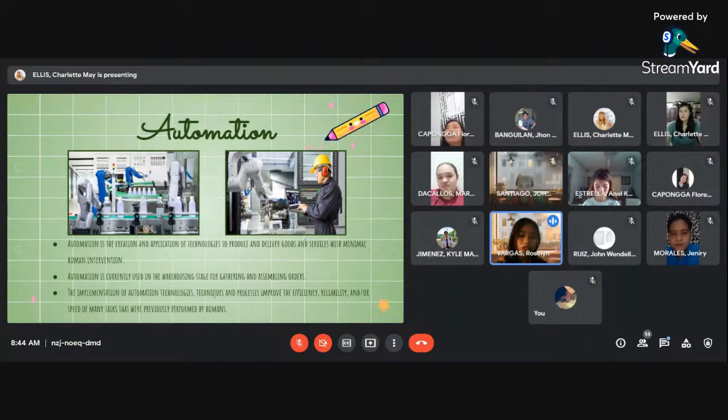Then the implementation of automation technologies, techniques, and processes improves the efficiency, reliability, and or speed of many tasks that were previously performed by humans. So kagaya po ng sinabi ko kanina, yung process is mas napapadali, nababawasan yung human intervention or yung mga errors na pwedeng mangyari. And then we can ensure yung efficiency and yung time, yung process, mas mapapabilis using automation. So next slide.